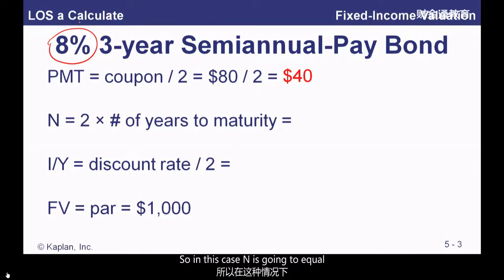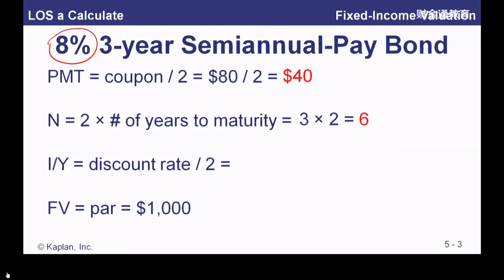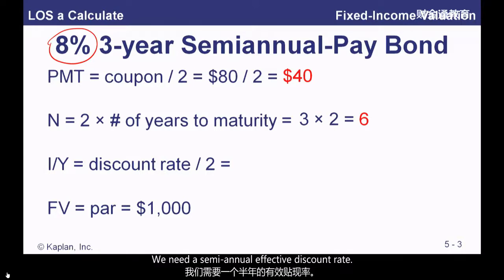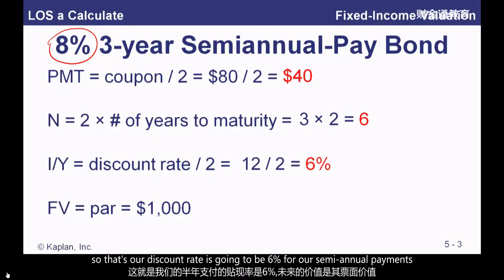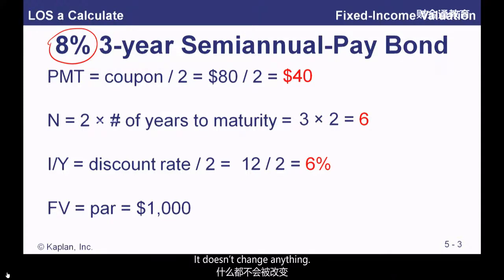So in this case, N is going to equal 2 times the number of years to maturity, and we should see that. There we go. N is going to be 6 semi-annual periods. Our discount rate we're going to use, since the payments now come semi-annually, we need a semi-annual effective discount rate, and that's going to be half of 12. So our discount rate is going to be 6% for our semi-annual payments. The future value is par. Here we're doing it with $1,000 instead of $100, and it doesn't change anything.